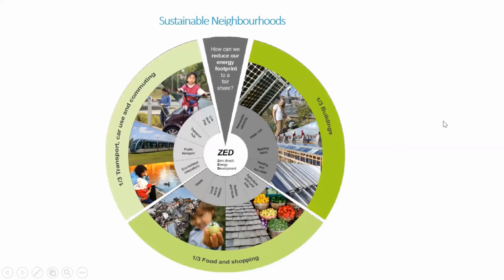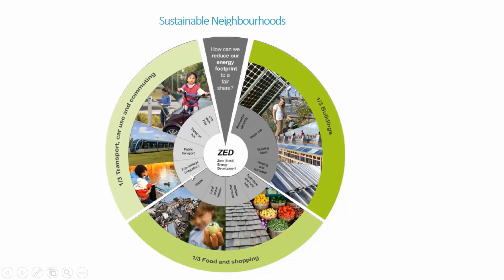To create a sustainable neighborhood, three areas must be met or looked at. The first one is food and shopping, meaning the food waste. We're reusing the waste and making compost. Local and in season, eating local and in season, reclaiming and reusing. So this has to do with materials being in a circular economy, not throwing things away. Agriculture and rural links. Then we have transport, car use, and commuting.